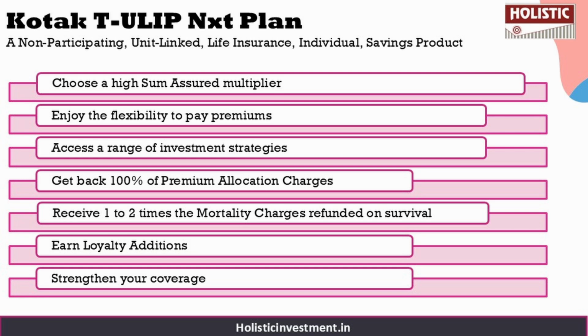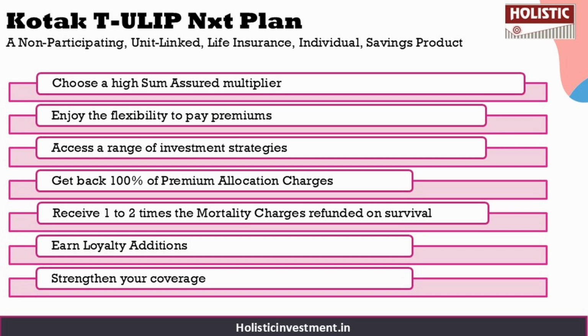And you can also receive 1 to 2 times the mortality charges refunded on survival beginning from the 11th policy year, and earn loyalty additions as a reward for staying invested, so boosting your fund value over time. This can also strengthen your coverage with optional rider benefits. So these are some of the key features of the policy, and there are benefits like death benefit, maturity benefit, and loyalty additions. And also there are 2 investment strategies for you to choose from, and also there are up to 10 fund options that you can choose from. So these are some of the benefits and options you have that you can choose from this policy.